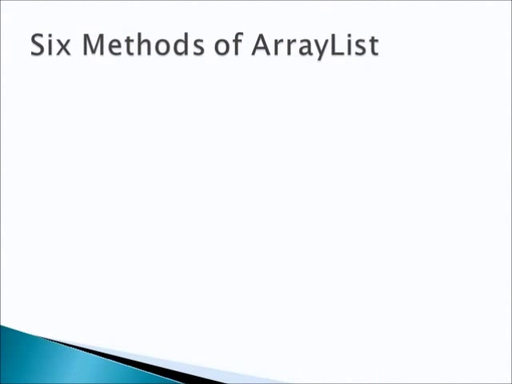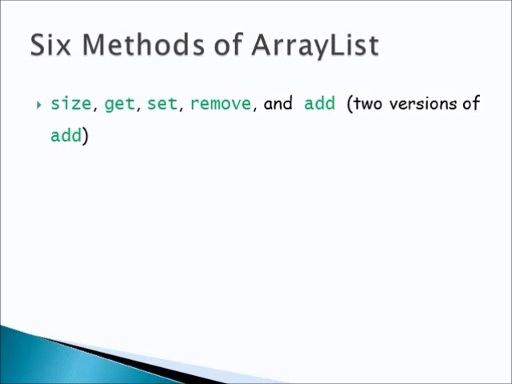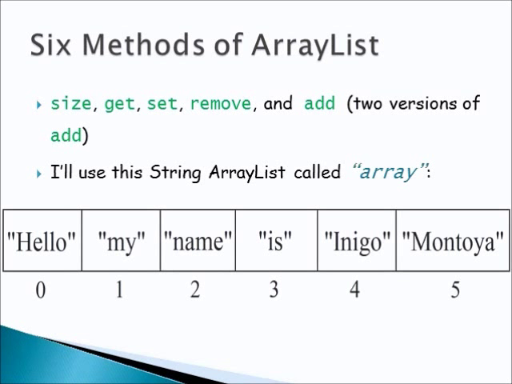There are 6 methods you need to know for ArrayLists, and they are size, get, set, remove, and add. There are 2 versions of add, a Boolean version and a void version, but never mind that for now. For the purposes of these examples, I will refer to this ArrayList and call it array.